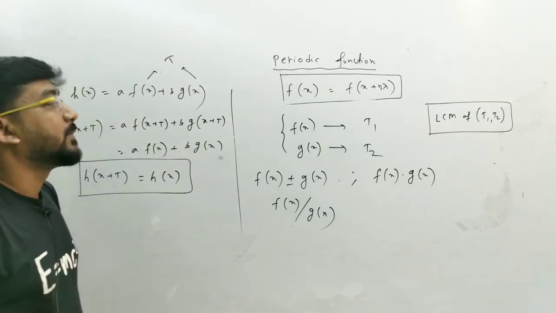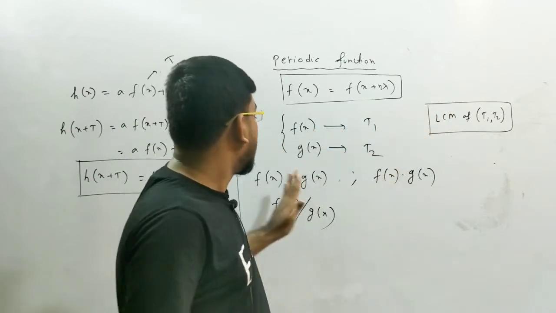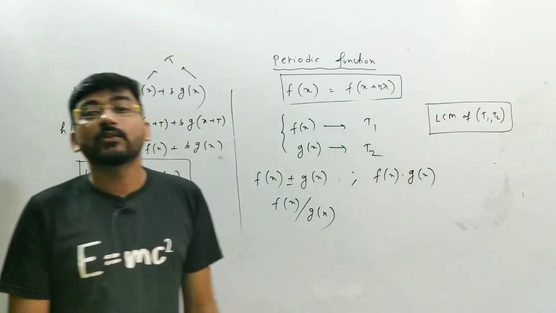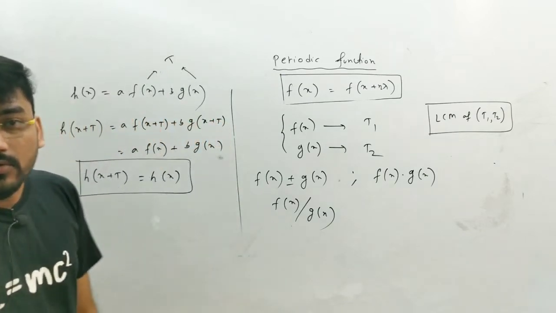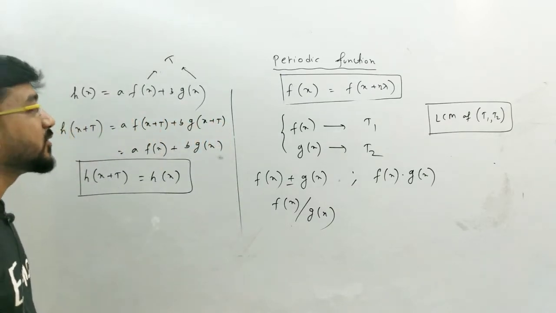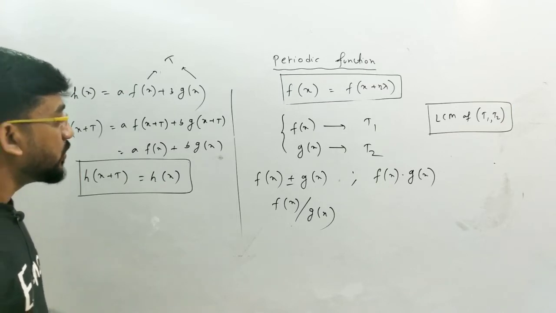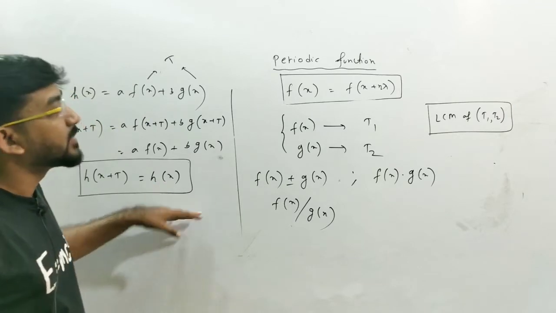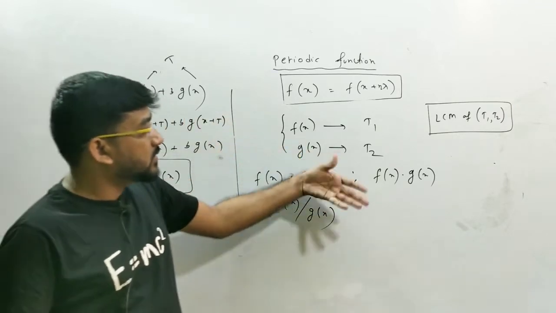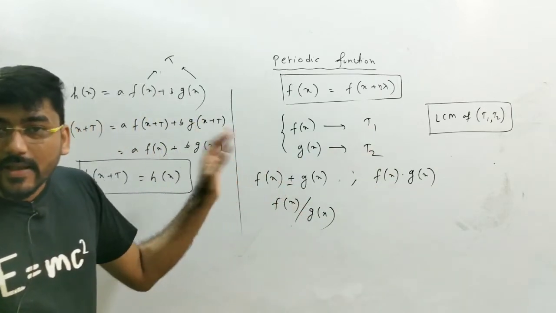But these rules will only hold if the combination is a periodic function. If the combination is not a periodic function, then obviously the rule will not hold. But I am not going into that detail because you don't need this kind of thing. We only need up to this here. Sometimes you have to know these things also, but this will arise in very rare cases.